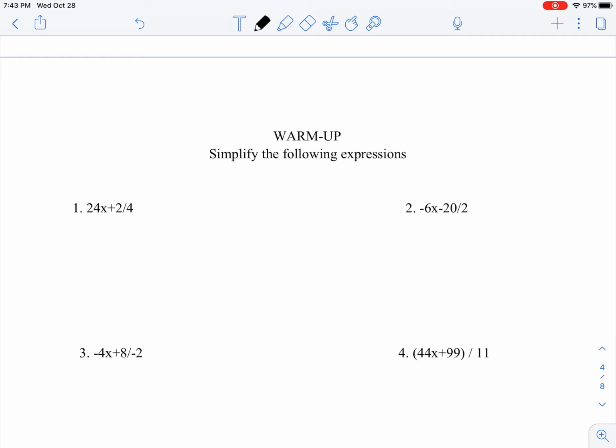Hello, today we're going to be going over lesson number 10. So, the problem is simplify the following expressions. So how do we do that?